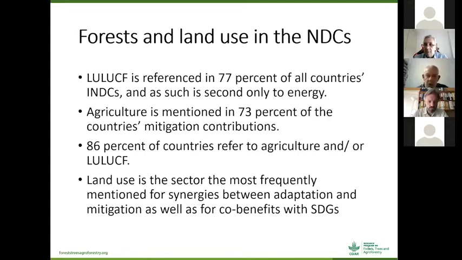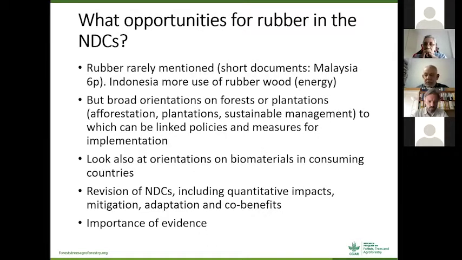And another extremely important point with all the changes that Vincent has mentioned is land use is the sector that is the most frequently mentioned for synergies between adaptation and mitigation, as well as for sustainable development co-benefits. And this is a huge asset for our sectors. But what are the very concrete opportunities? Rubber itself is rarely mentioned, which is normal because it's very short. Indonesia explicitly mentioned the use of rubber wood for energy production in its NDC. And then, as I've said, there are broad orientations on forests or plantations to which can be linked policies and measures for implementation. And also the question of biomaterials in consuming countries.